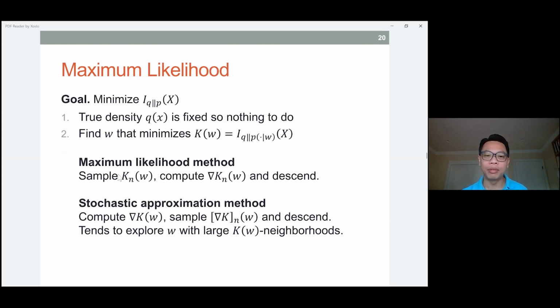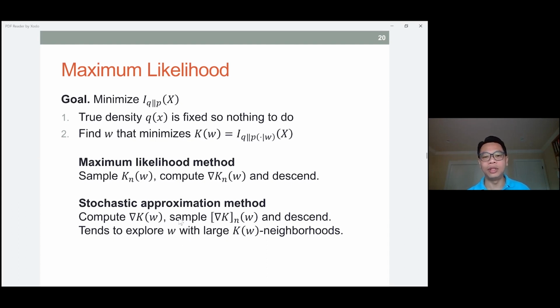That gives me a sample of the objective function, and then I compute the gradient and I descend. The second way is that I don't sample yet. I just compute the gradient of K with the true distribution in all its glory in there. And then I sample the gradient, and then I descend. And so this is often in deep learning called the stochastic gradient method.